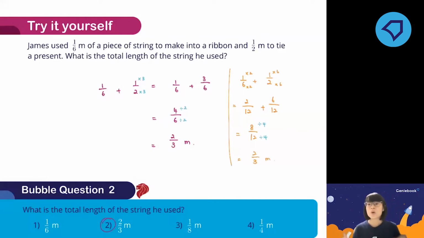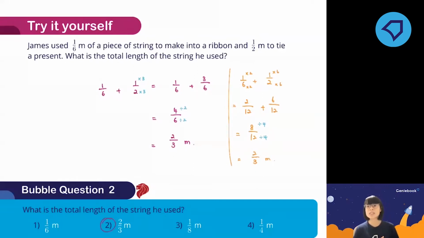Okay? So both methods are acceptable. Whichever one you're more comfortable with, if you want to always multiply with each other, go ahead. Just make sure that your final answer is always in the simplest form.